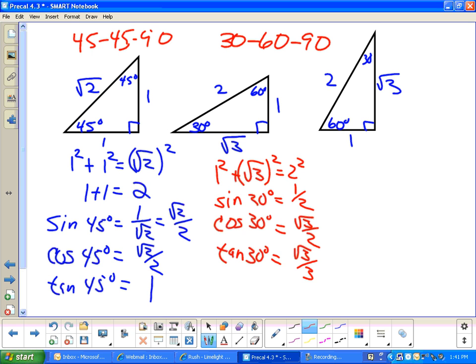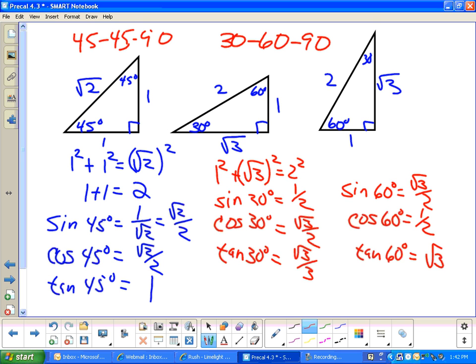With a 60-degree as your primary angle, you get that the sine of 60 equals the square root of 3 over 2. The cosine of 60 degrees is 1/2, and the tangent of 60 degrees, in this case, is opposite divided by adjacent. This one is different. It's the square root of 3.